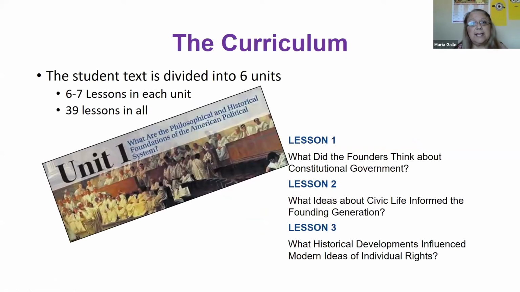Now, let's take a look at the curriculum. The student text is divided into 6 units, but you'll notice something very interesting about these units and about these lessons. There's 6 to 7 lessons in each unit. There's 39 lessons in all on the high school level. You'll notice that they're all question marks.